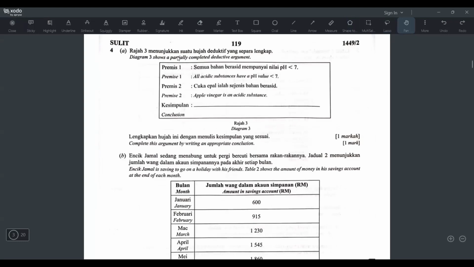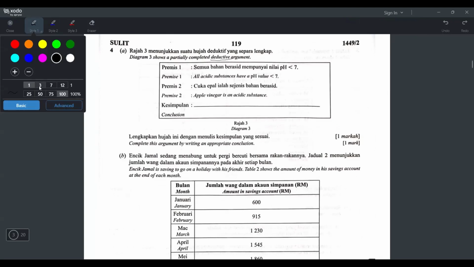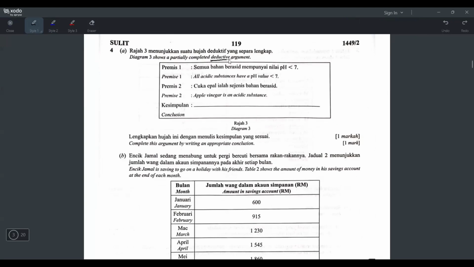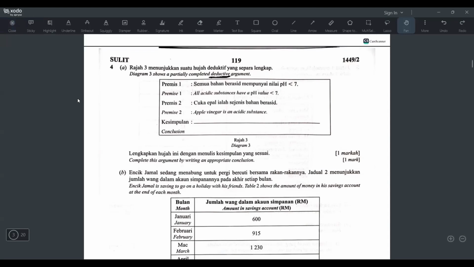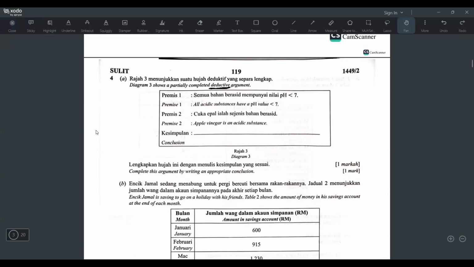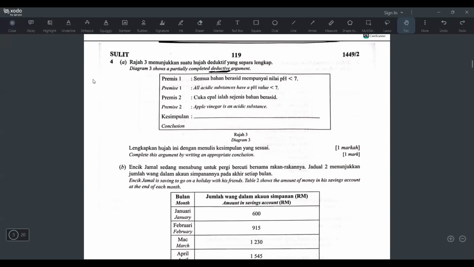Okay, let's continue with question number 4a. Diagram 3 shows a partially completed deductive argument. So I see this word, I know which chapter. This is logical reasoning from form 4 chapter 3. Kalau tak silap. Yeah, from form 4 chapter 3. And under deductive argument, you learn about the 3 forms. Okay, 3 forms. Ada 3 form yang you kena hafal kan? So do you remember the 3 forms?